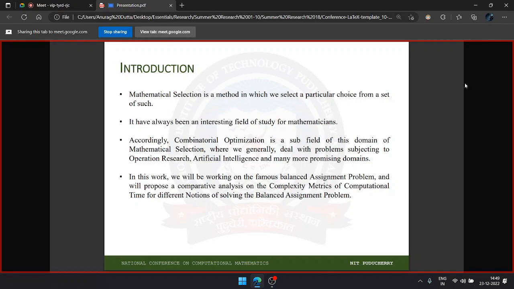In this work, we will be working on the famous balanced assignment problem and will propose a comparative analysis on the complexity metrics of computational time for different notions of solving the balanced assignment problem. We will work on the different algorithms that have been presented for solving this problem, and try to compare them on the basis of their computational time.